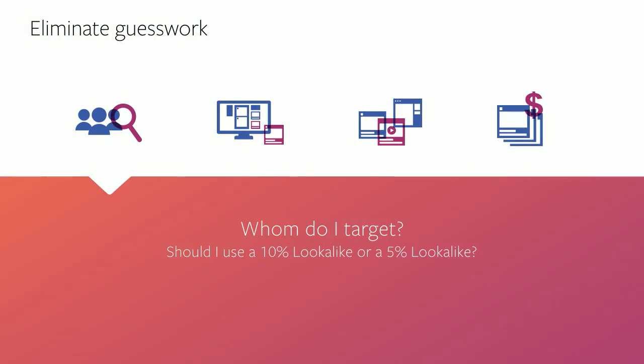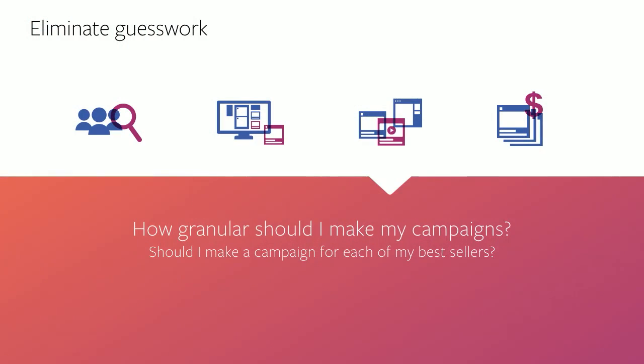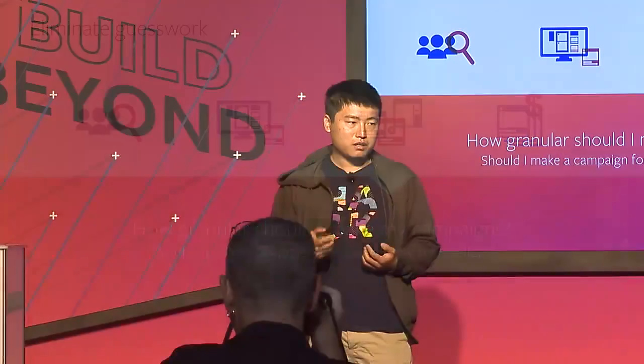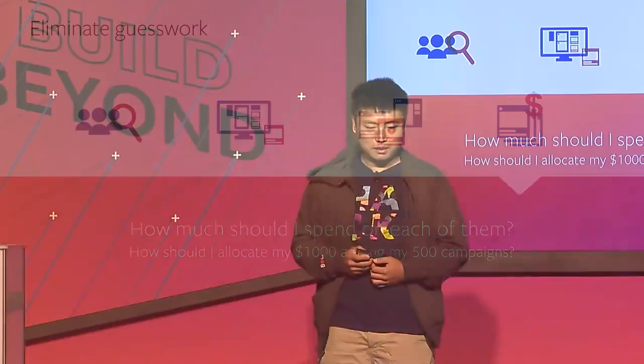What it can do is that it helps you eliminate guesswork. For example, many of you probably have wondered, who should you target? Should you use a 10% lookalike, 5% lookalike? How do you really know? What do you show them? Maybe you just show your popular dresses, even to men, maybe not. Do you want to create thousands of campaigns? How granular should you make your campaigns? One per each of your best sellers, or that's a lot of work? And after you split up those campaigns, how much budget do you spend on each one of them? There are a lot of questions that you have to deal with if you're not using dynamic ads.